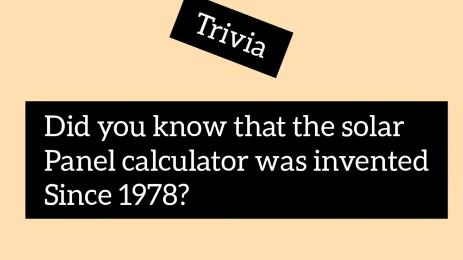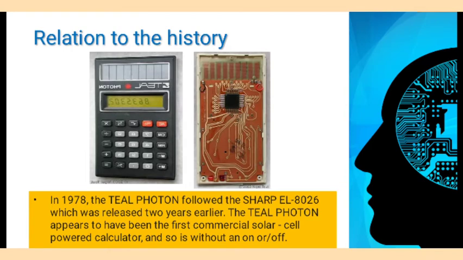Trivia time! Did you know that the first solar-powered calculator was invented in 1978? Yes, it is patented in 1978, following the Sharp L8026, which was released 2 years earlier. So, the Sharp L8026 and the Teal Poten have a 2 year gap. The Teal Poten appears to have been the first commercial solar cell-powered calculator and is without an on or off switch.